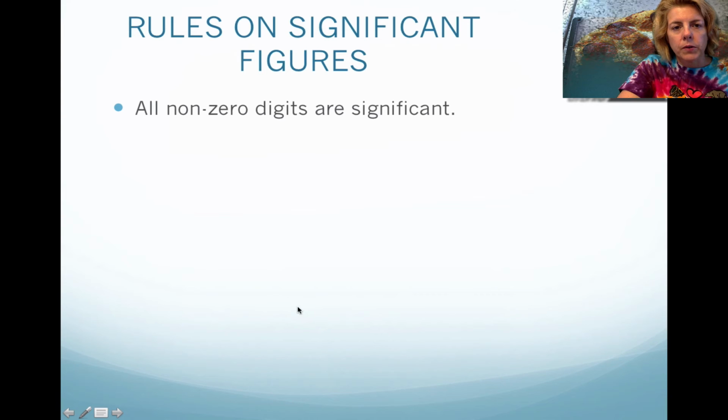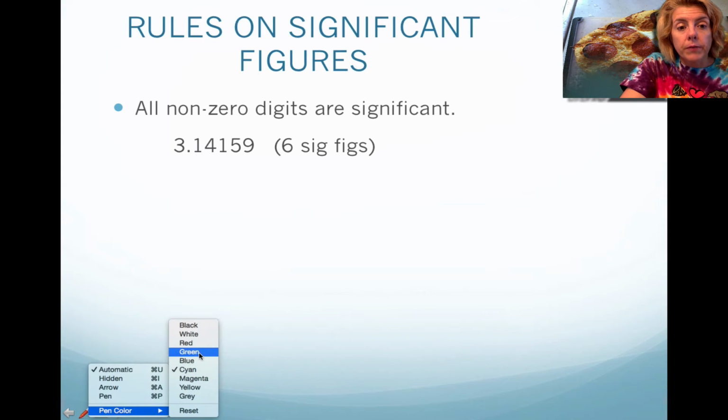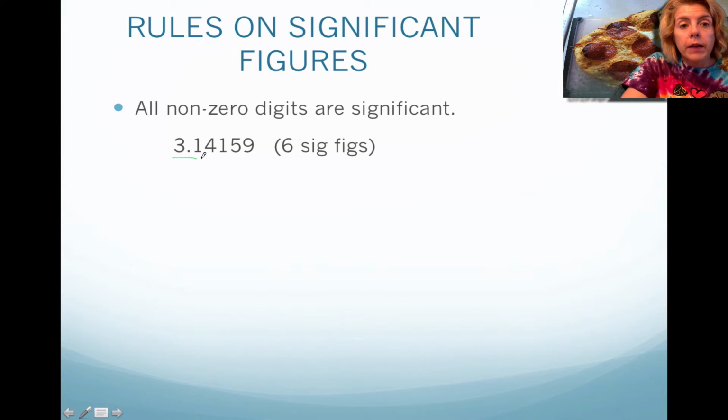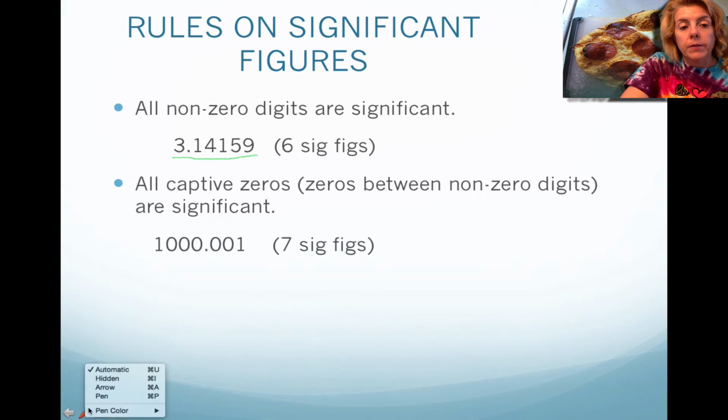Okay, so here are some rules. All non-zero numbers are significant. So here we have a series of numbers, and notice there's a decimal after the very first non-zero number. We have to count all of these non-zero numbers as significant. Now you could have a different situation where there are zeros in between non-zero numbers. When that happens, they are significant. So notice how we have a decimal, and then after the decimal we have zeros, then a non-zero number. You have to count all of these numbers as significant. So therefore it's 7 significant figures.